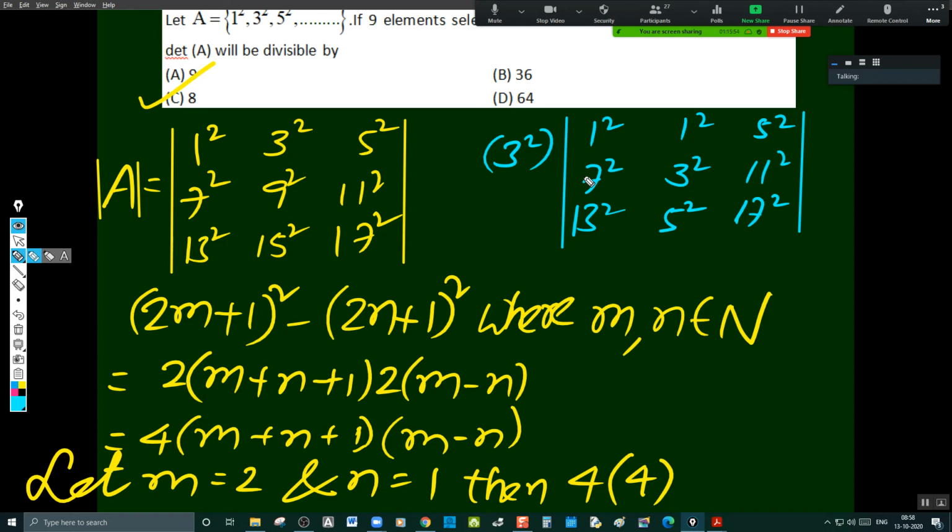Need not always be, because I took the consecutive numbers. That is why it is happening. If I keep 7 square here and 3 square here, like this, 9 square here and 7 square here, it need not be.